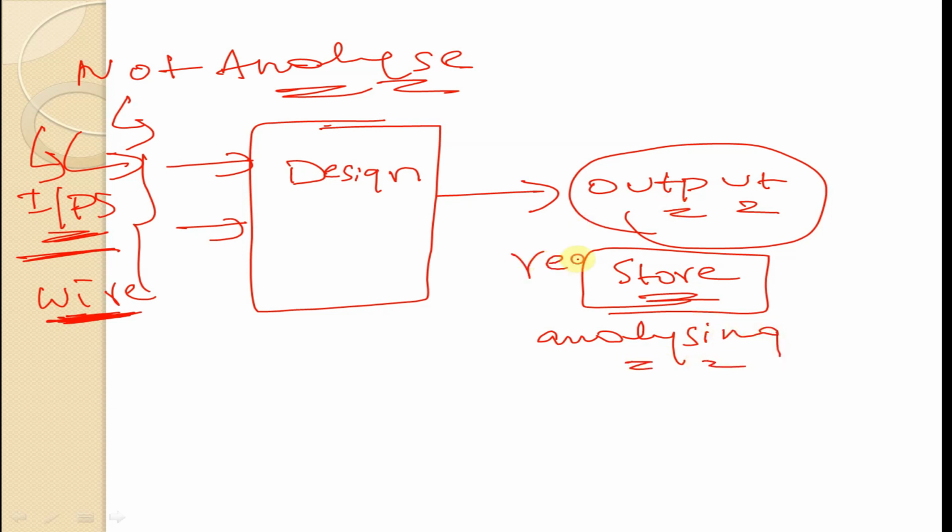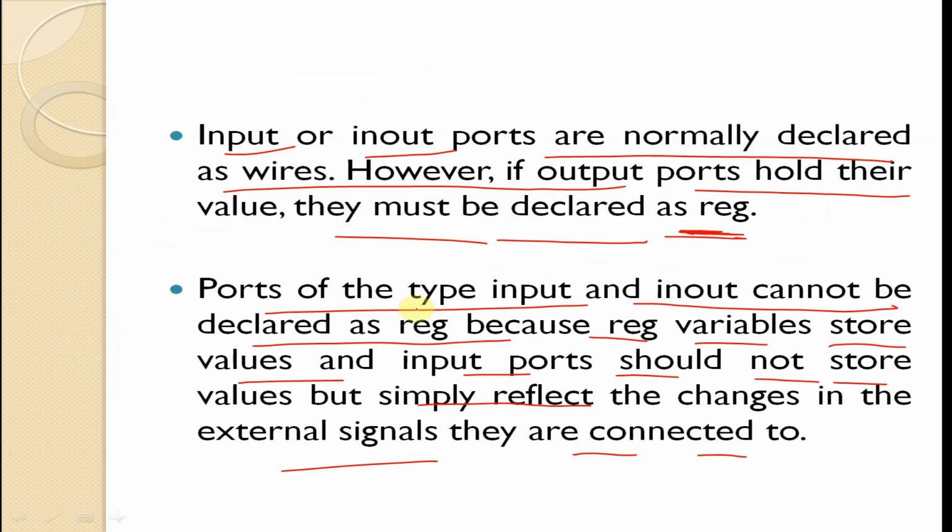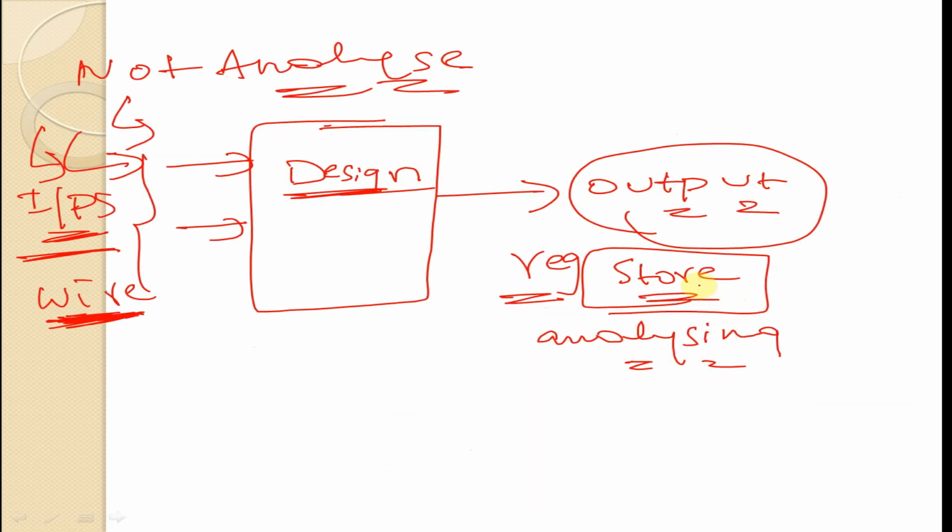That's why we use reg if needed at the output ports, but we will not declare reg at the input ports. We want the inputs to be driven continuously to the design, and we want the output to be stored, so that we can analyze it if we want. So the inputs are of type wire mostly. The ports of the type input and in-out cannot be declared as reg because reg variables store the values, and input ports should not store values but simply reflect the changes in the external signals they are connected to.